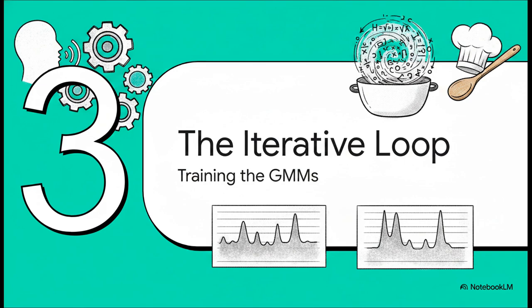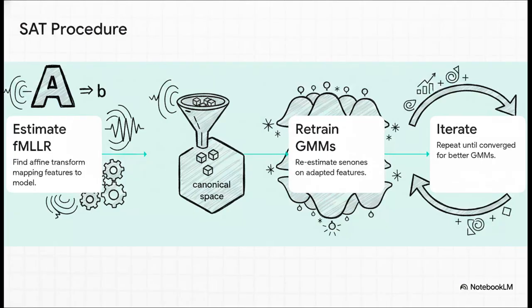All right, section 3, the iterative training loop. Let's see how we actually train these GMMs. So now that we've got our mathematical ingredient, how do we actually use it in the SAT recipe? Well, here is the 4-step iterative training loop that really defines speaker adaptive training.